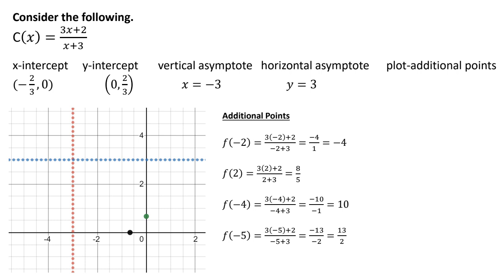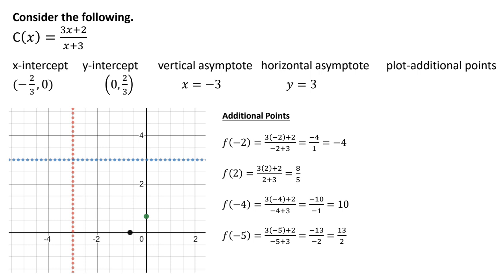Now let's look at some values to the right of my vertical asymptote. Again, I pick the same values, -4 and -5. When x is equal to -4, I get a y value of 10. When x equals -5, I get a y value of 13/2.